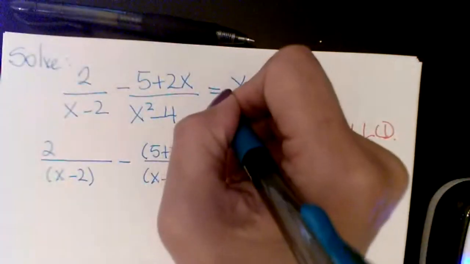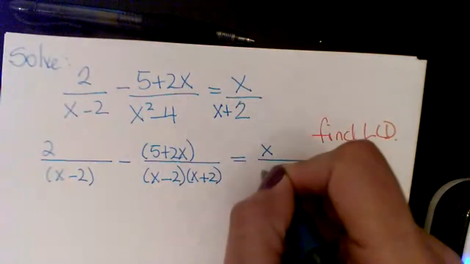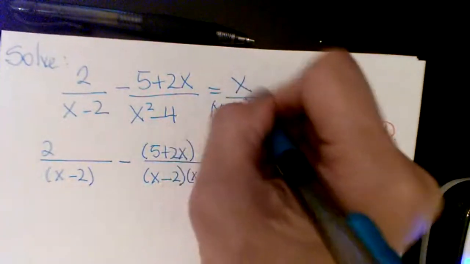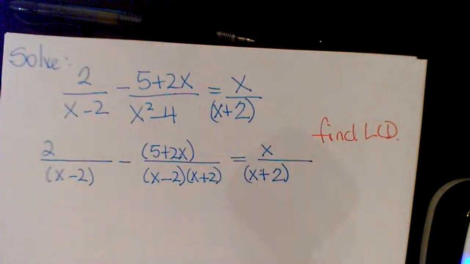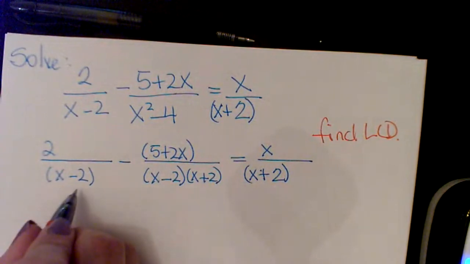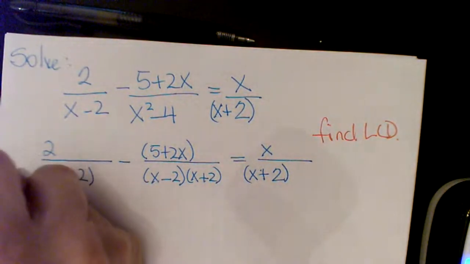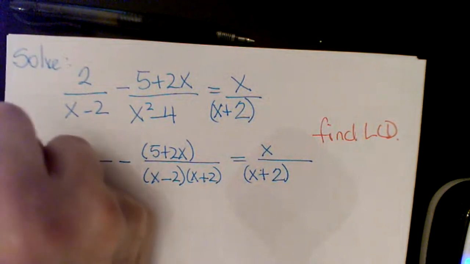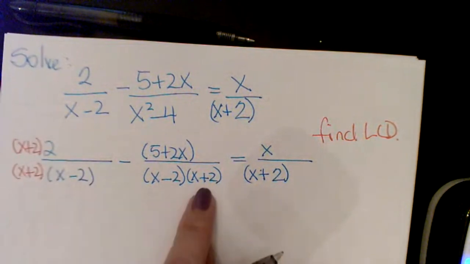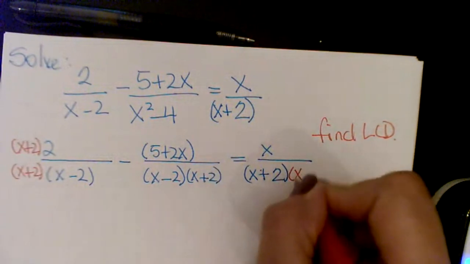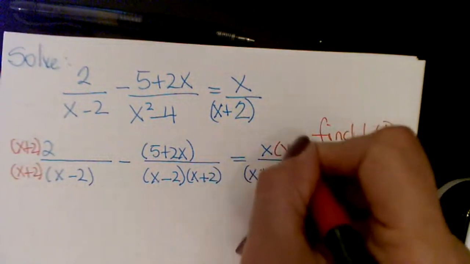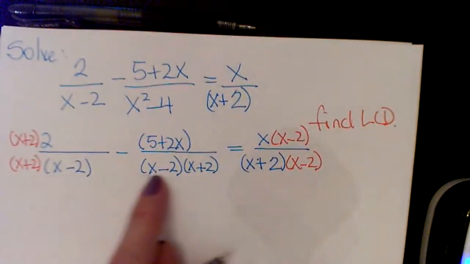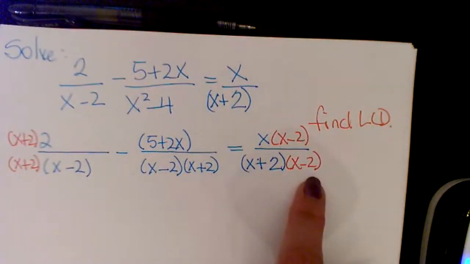This is x plus 2 plus. What are we missing here? We're missing an x plus 2 and x plus 2. Now it's going to look the same. And on this one, we're missing an x minus 2 and x minus 2. So now you see they all match.